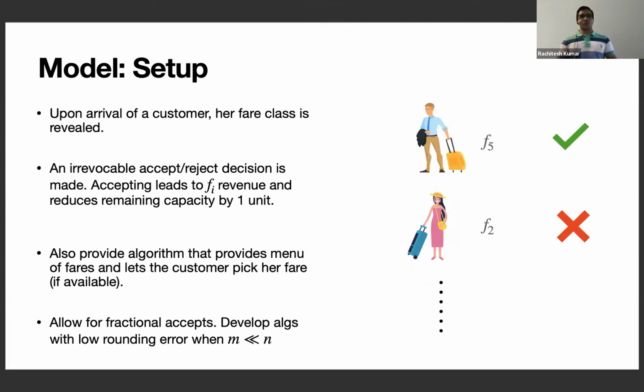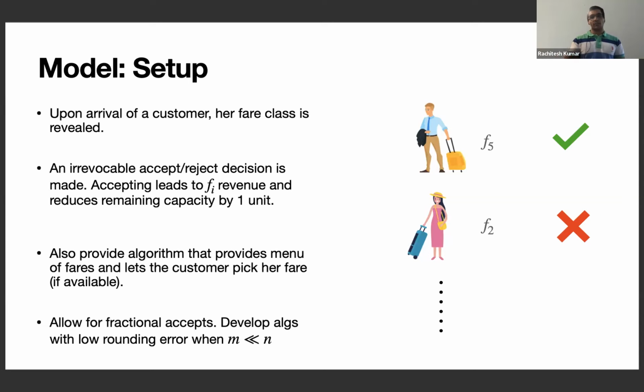Upon arrival of a customer, her fare class is revealed to the airline, and the airline has to make an irrevocable accept/reject decision on whether to sell to this customer or not. Selling to her leads to a revenue of f_i, which is her fare class, and reduces the remaining capacity by 1 unit. We're also going to provide an algorithm that is more similar to what you might have seen in practice that airlines run, which is that we'll instead provide a menu of options to the customers and they can select their own fare class if it's available in it.